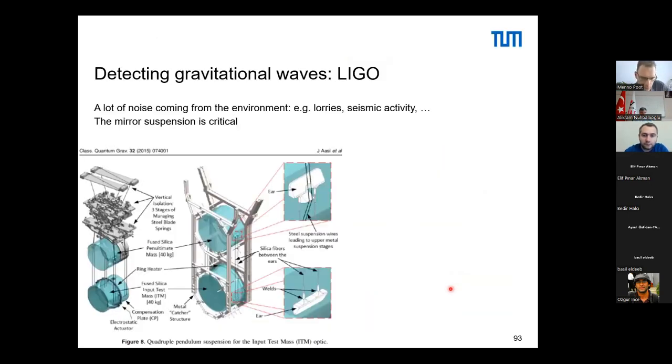Exactly. So this picture over here. In this case, you should imagine that the setup or these mirrors are hanging from the ceiling. They're attached in this place over here. And when they are attached like that, the ceiling is vibrating a lot because, I don't know, maybe there's a farmer or there's a wave crashing into the shore.